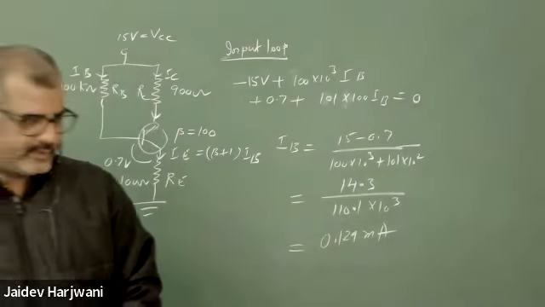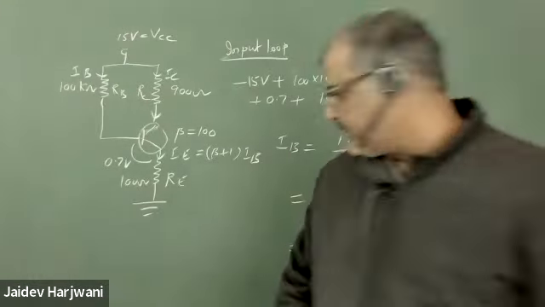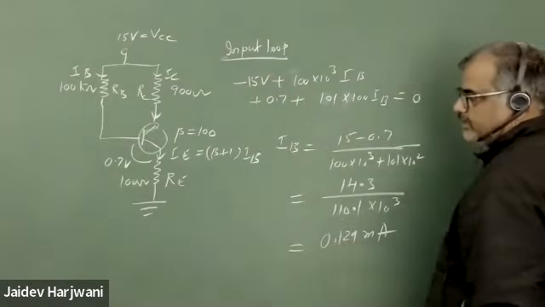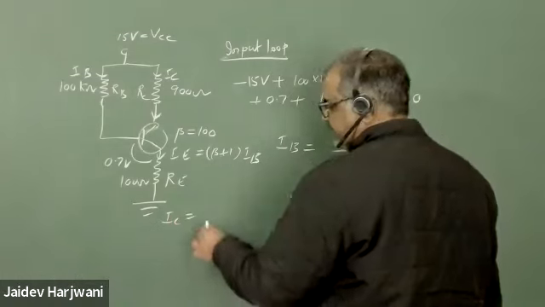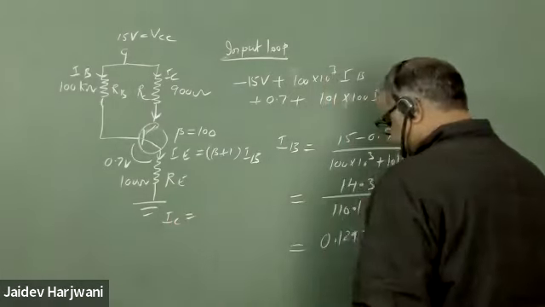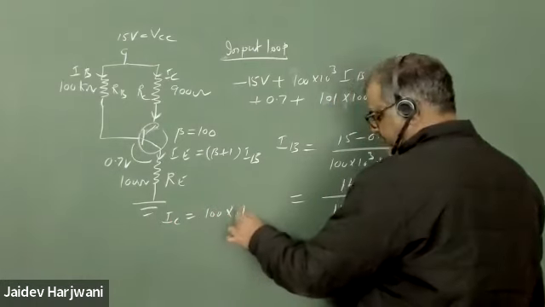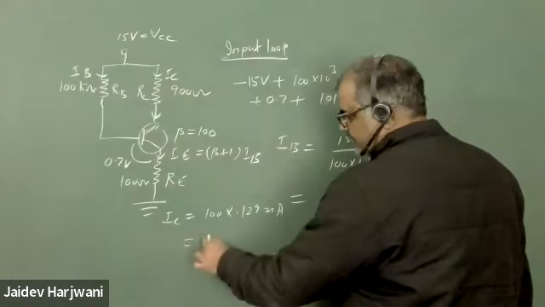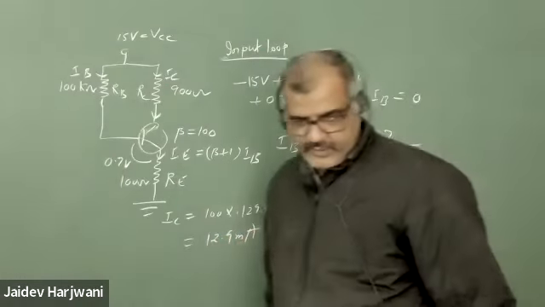So this is 129 microampere. If you want, you can write it in microampere. So now you know IB. IC will obviously be beta IB. So 100 into 0.129 milliampere. That is your 12.9 milliampere.